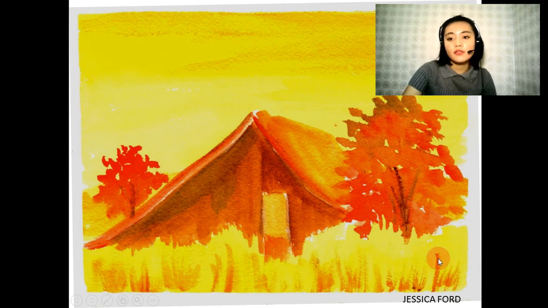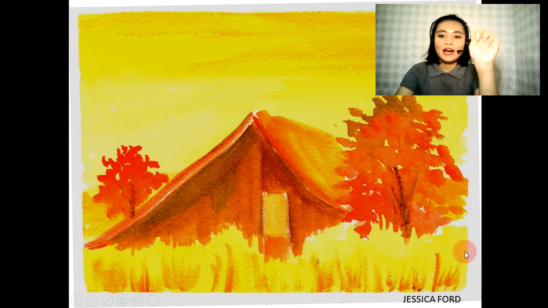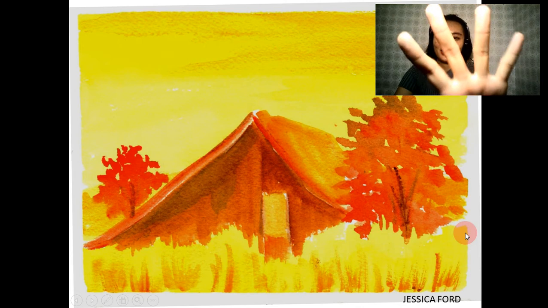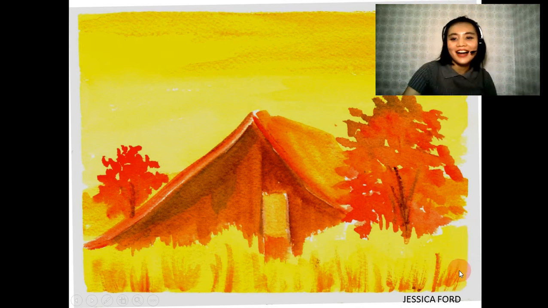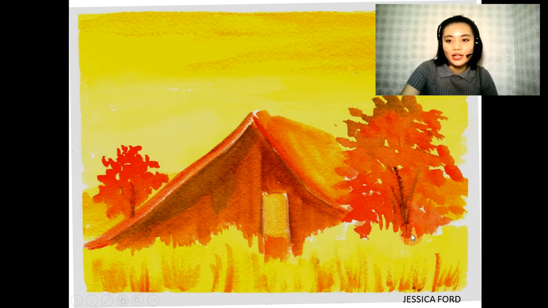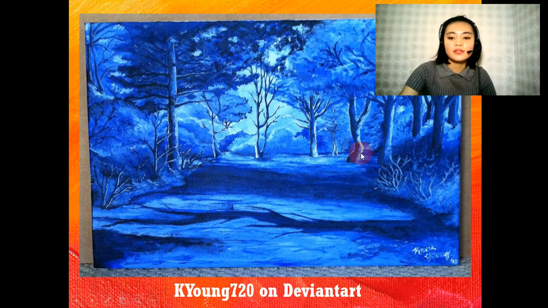Painting by Jessica Ford. So, 5 counts. 5, 4, 3, 2, 1. Okay. So, what is this? What color harmony? This one is analogous. Okay? It is analogous because we see red, orange, and yellow.